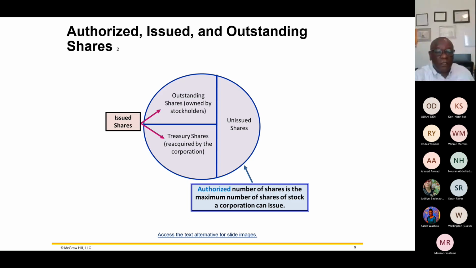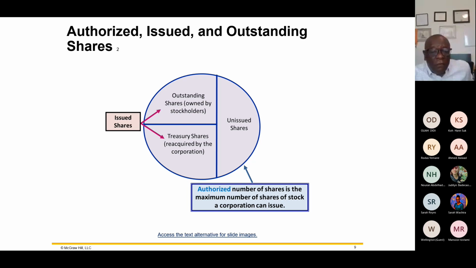So you can see the whole of this circle is the authorized share capital of the company. The number of shares is the maximum. They can't go beyond that maximum. Otherwise, they have to go back for approval to be obtained. And within this authorized amount, they have outstanding shares owned by the stockholders, like the example I gave.